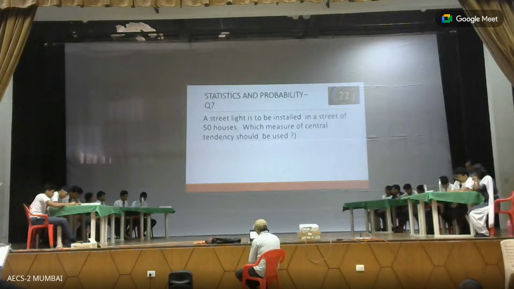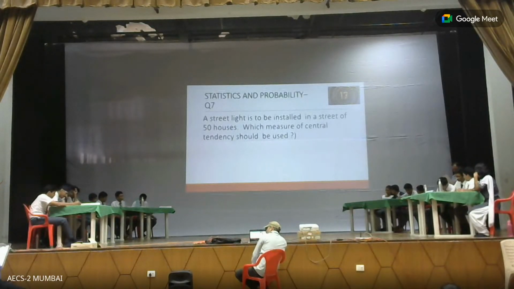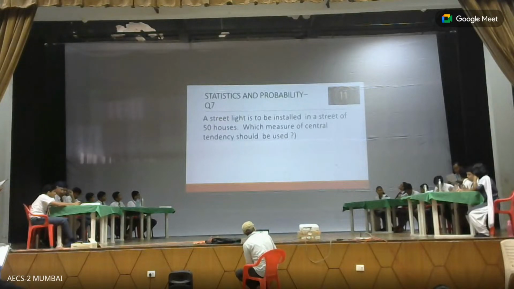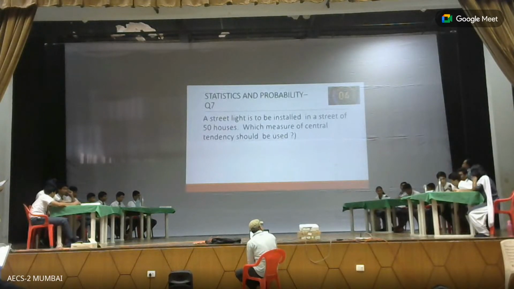An integer is chosen between 0 and 100. I'm repeating, an integer is chosen between 0 and 100. Find the probability that it is divisible by 7.